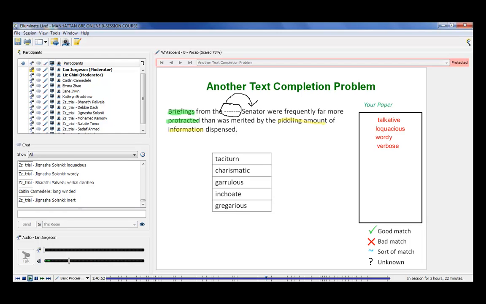What does taciturn mean? Yeah, kind of, but with people it means reserved or quiet. That's the opposite, right? How about charismatic? Does charismatic mean talkative or wordy? Charismatic means charming, makes people like them a lot. Yeah. A lot of people pick this answer. This is one that the first time through I might say it's sort of. What does garrulous mean? Garrulous means talkative.